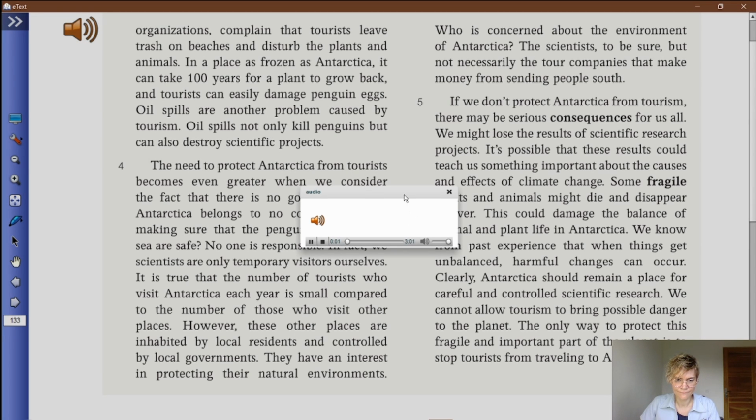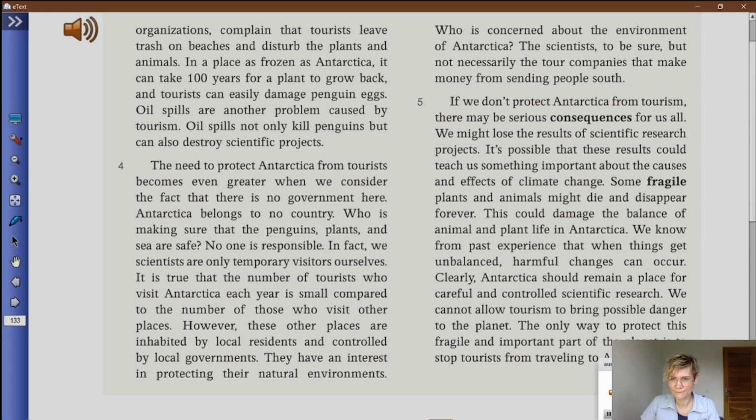In a place as frozen as Antarctica, it can take 100 years for a plant to grow back, and tourists can easily damage penguin eggs. Oil spills are another problem caused by tourism. Oil spills not only kill penguins, but can also destroy scientific projects.